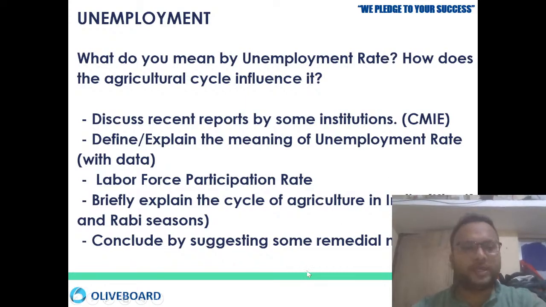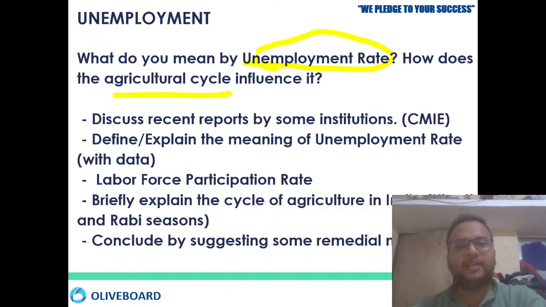Right. So the first question that we will take up today is related to unemployment rate. What do you mean by unemployment rate? How does the agricultural cycle influence it? As you can see, the moment I opened the question, I started highlighting some keywords. This is the first step you should do when you read any question.